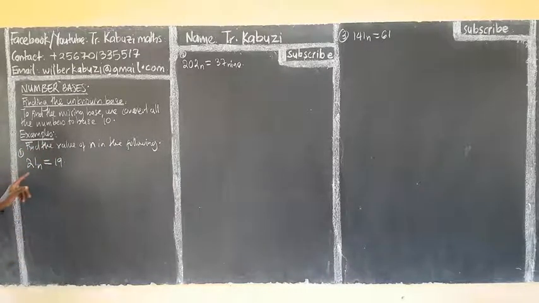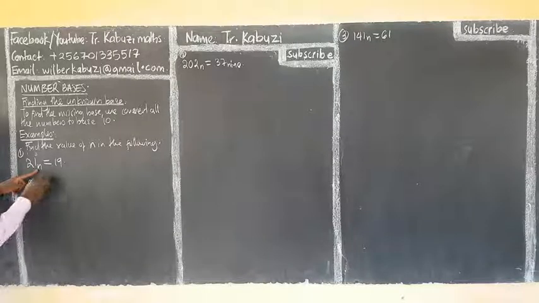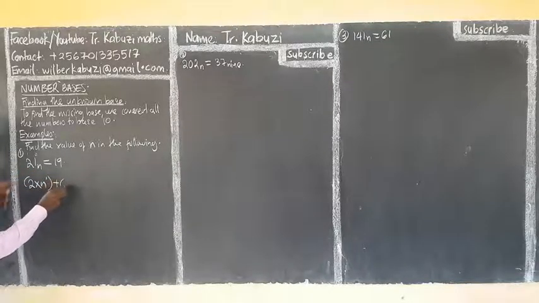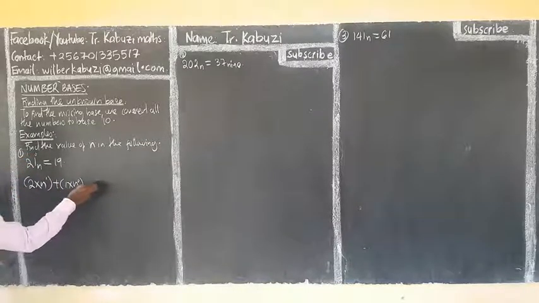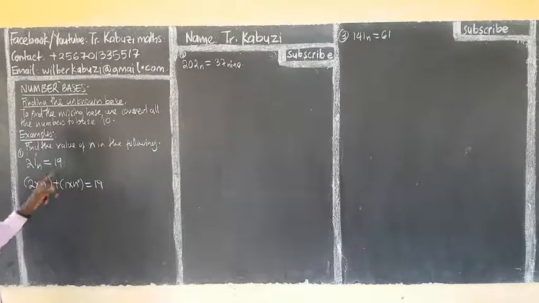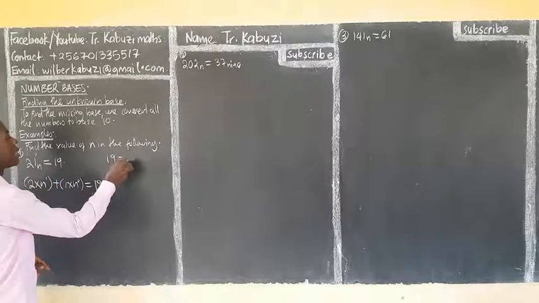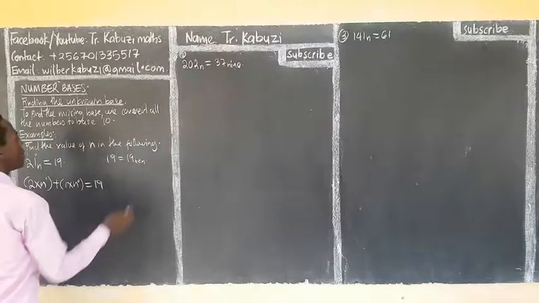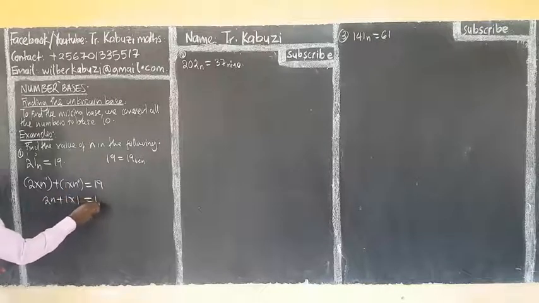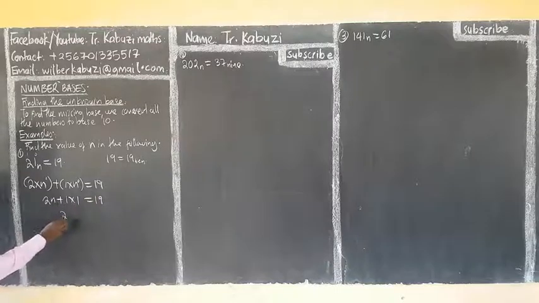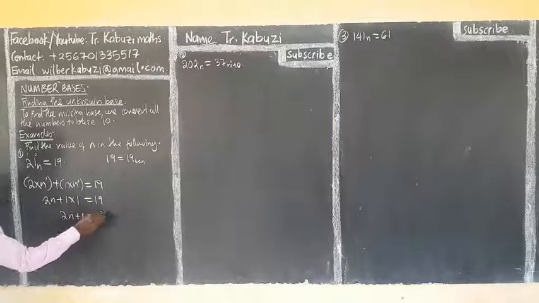So now what I do, I convert this to base 10. So I'll be having 2 times the base, power 1, plus 1 times the base, power 0, equaling 19. This is already base 10. Remember, 19 is the same as 19 there. So this will be 2n plus, any number to power 1 will be 1, times 1 equaling 19.